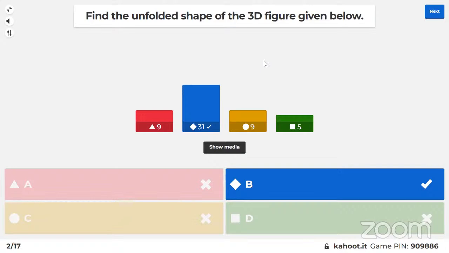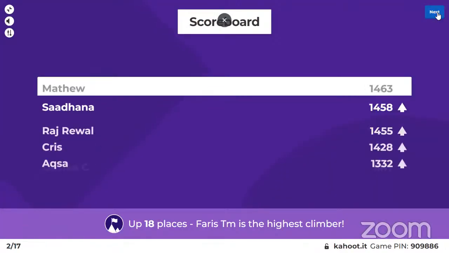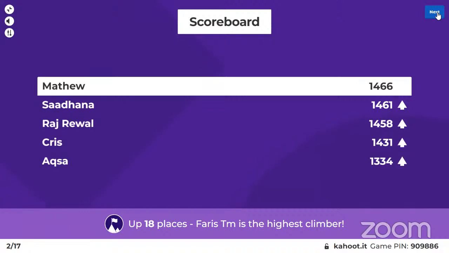But I think we have champion participants. 31 participants have got it correctly. That's good going, everyone. Let's take a look at where exactly everyone is standing. I mean, where exactly the topper is standing. Has there been a change? Yes, there has been a change. We have Mathew, who has come up. Saadhana at number 2. Raj Rawal has come up.